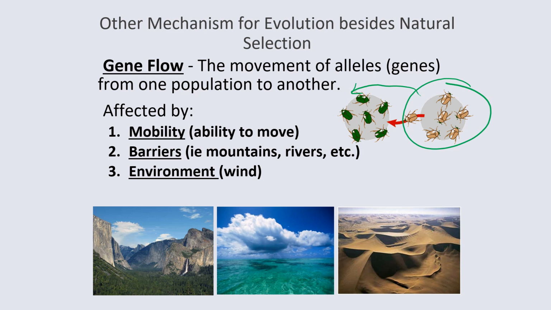Then natural barriers would be another one. Mountains, rivers, usually these populations or species tend to stay in their own niche, and they don't leave that area. Now, the environment can also affect it, which would be the wind, for example. Migrating birds can be blown off course and then they populate a new island.